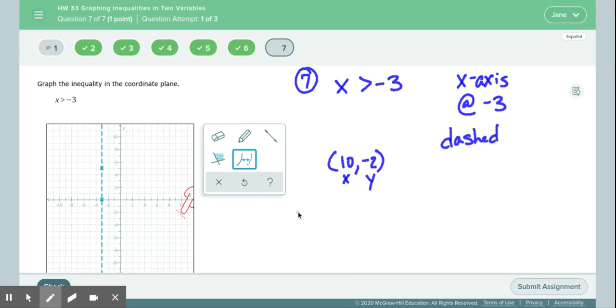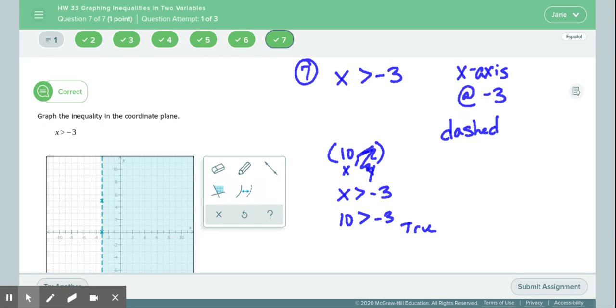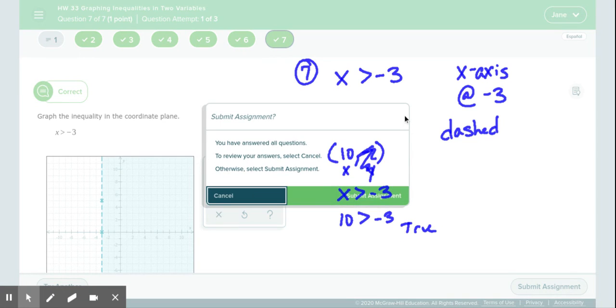So here's my x, here's my y. My inequality is x is greater than -3. That means I can only plug in x. x is 10. There isn't a spot for where y is to go. So I only plug in 10 for x is greater than -3. Is that true or false? Well, once again, that is true. So I'm going to click on my shading tool, and click on top of the test pair that I used, and then it automatically shades where all of those solutions would be. I'll check my answer and make sure that I'm right, and then submit my assignment, and then I will be finished with graphing inequalities in 2 variables.